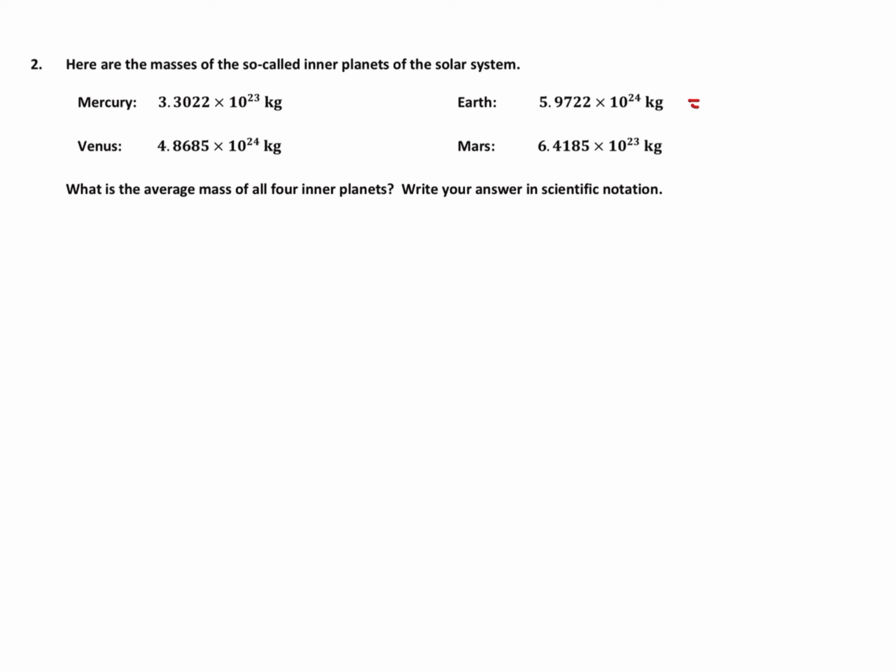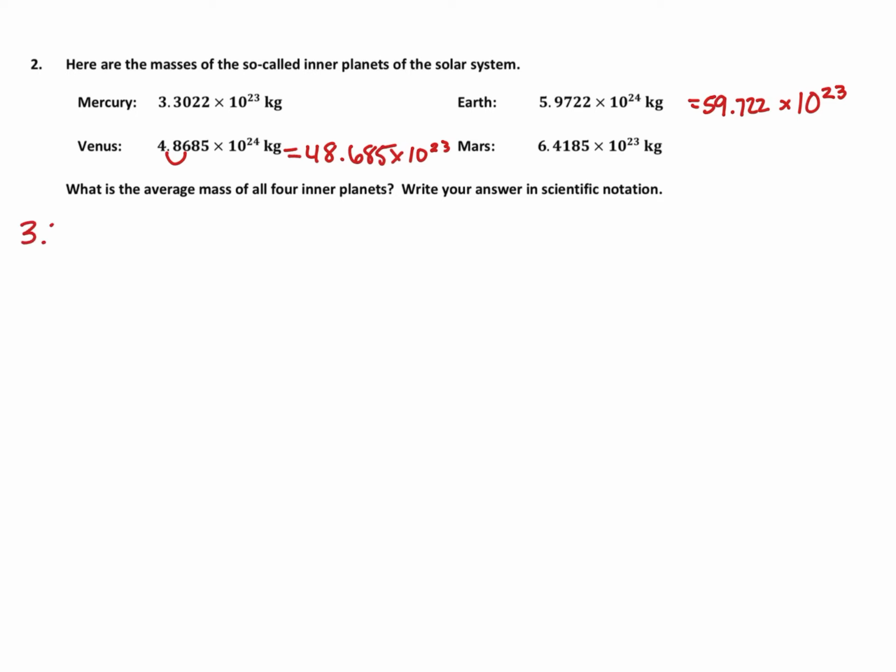So for this one, if I wanted it to be 10 to the 23rd, I need to move that decimal back one spot. So 59.722. And on this one, to change it to a 23, we need to move that decimal over. Okay, now we can add because they all have 23s on them.